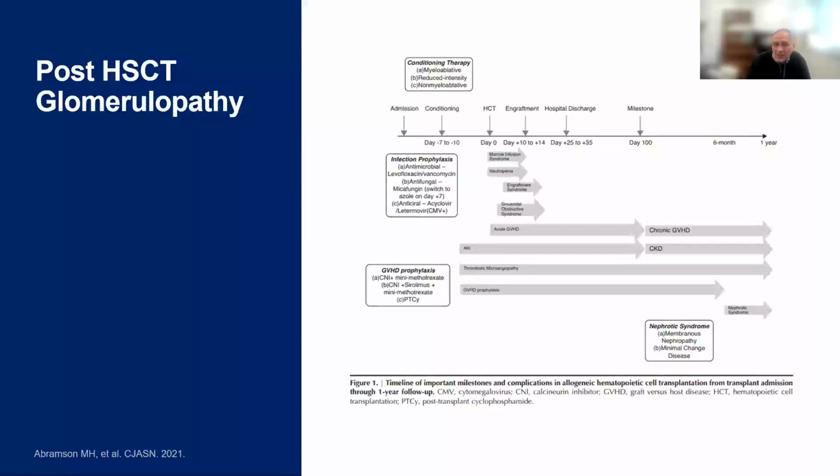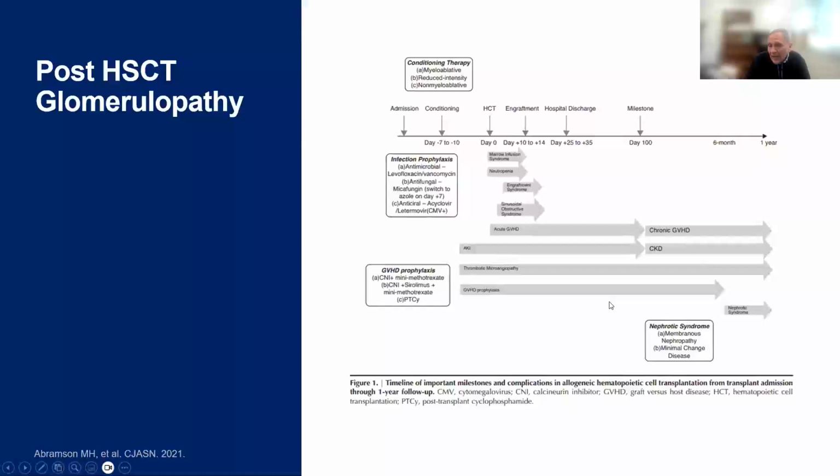Also, this patient can develop GVHD that can progress to becoming chronic. Many of these patients can develop, like I said before, AKI that can become CKD later on. In addition to antibiotics and antifungals, the majority of them will receive GVHD prophylaxis that most of the time will include a CNI as well as mTOR inhibitor or methotrexate. And these patients may develop TMA, for example, during this time.